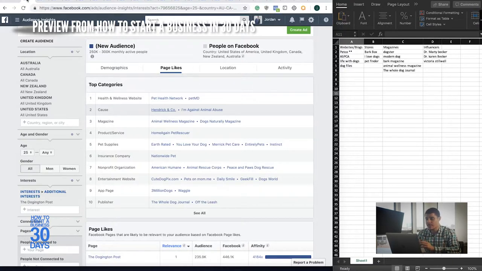And sometimes this can be very time consuming, but if you do it right and you're not just typing in dog stuff and, oh, I'm Against Animal Abuse, and throwing it over here and adding it to this. Some people will get lazy because they just want to make money. It's not about the money. It's about making sure that you're targeting the right client. So some people will just put Doggington Post or Dr. Karen Becker, and then go, oh, Pet Network, let's see if they got that. Oh, and then let's type in I'm Against Animal Abuse, and throw them all over on this side. And then they don't even have a good audience because they're just moving too fast. Pay attention. Slow down. Know what you're doing.